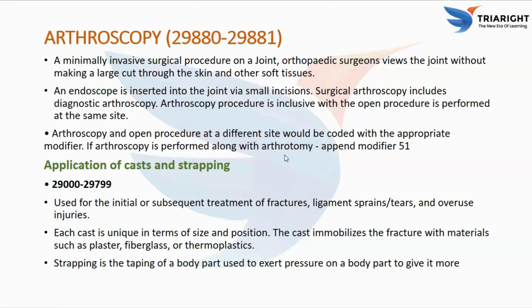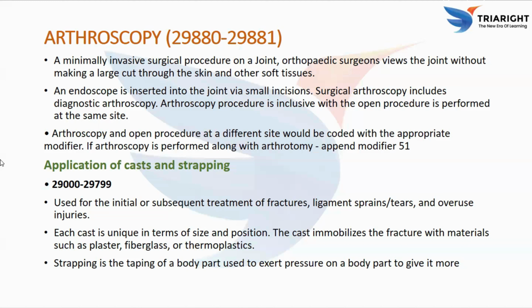If it's arthroscopy and arthrotomy approaches: arthrotomy is an open surgical incision into a joint. If both arthrotomy and arthroscopy are done, you have to append modifier 51 because it's a multiple procedure. So the next procedure is application of cast and strapping.